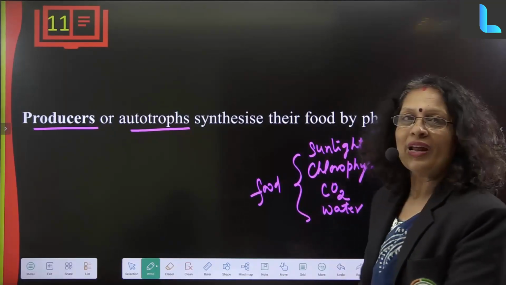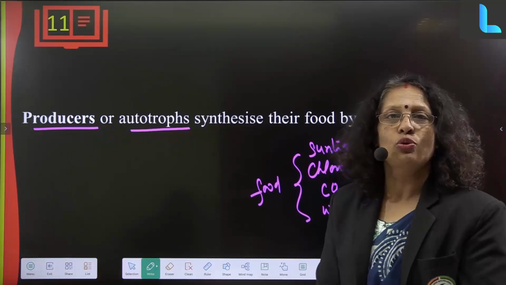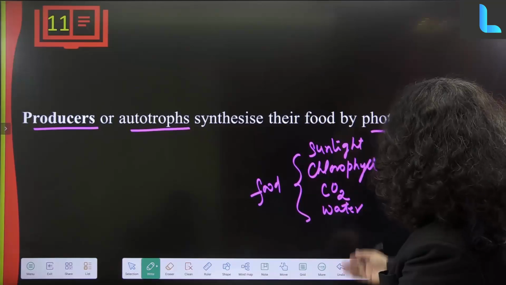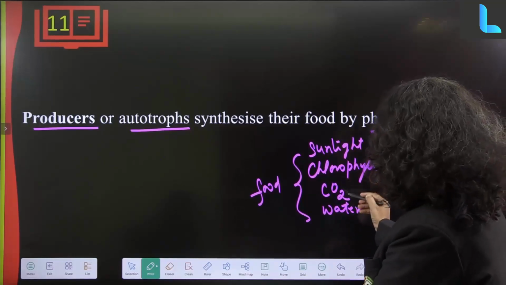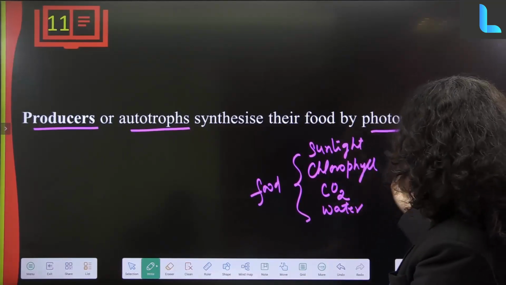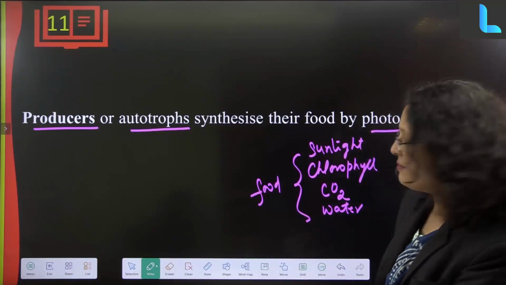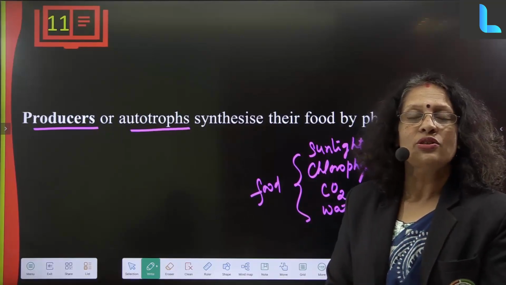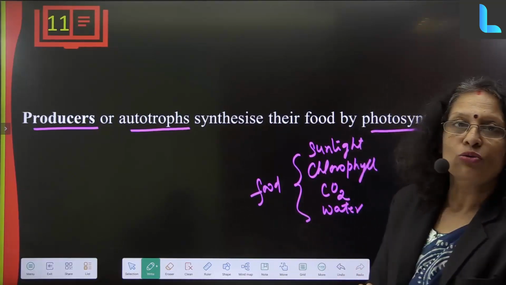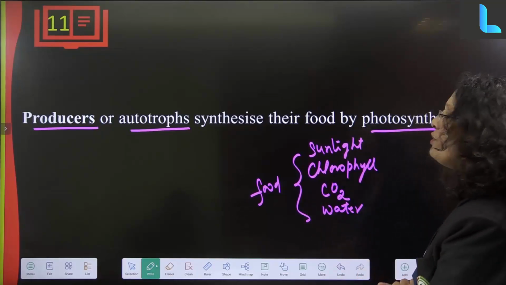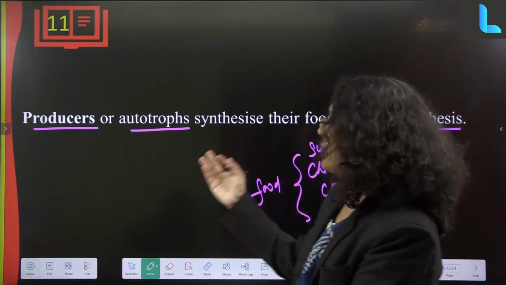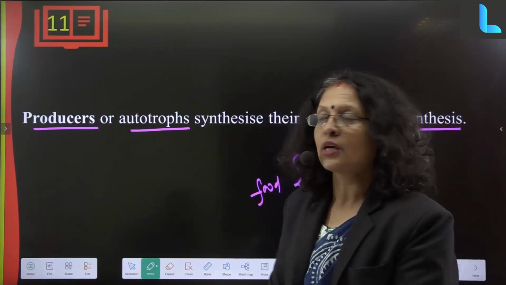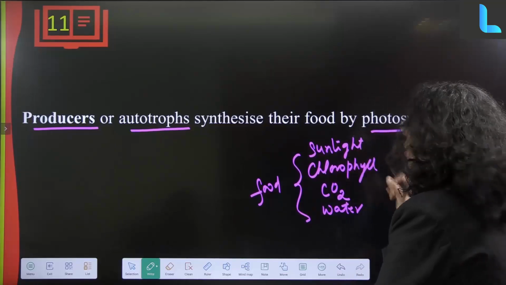Photo means photons of light, that is light energy, so photosynthesis means preparation of food by use of all this. Water will be taken from the root, carbon dioxide will be taken from the atmosphere, and chlorophyll is present in green leaves. Chlorophyll has chloroplasts which have a tendency to capture sunlight. So sunlight will be captured and food in the form of glucose will be prepared. So plants which can prepare food by themselves by photosynthesis are called producers, or autotrophs.